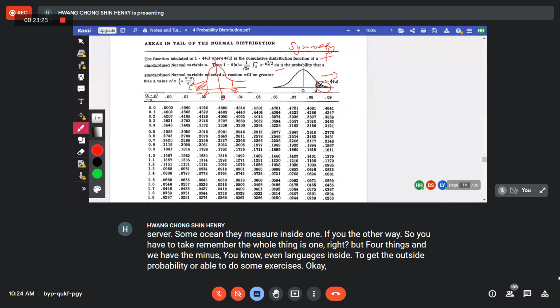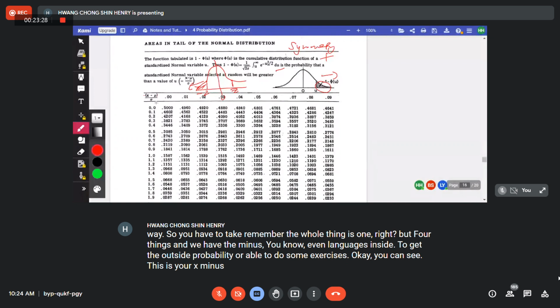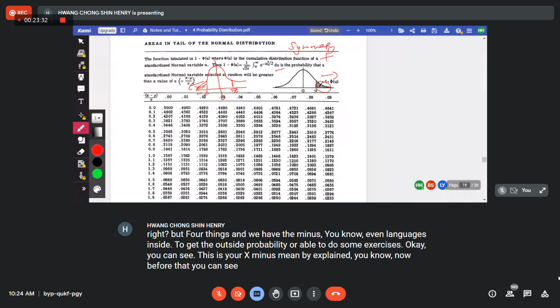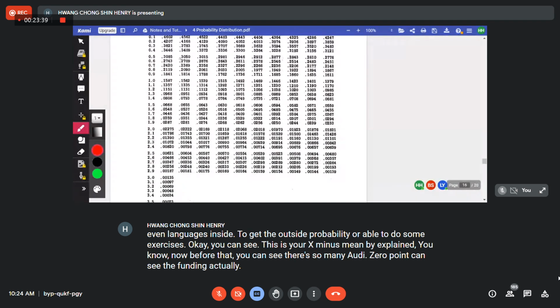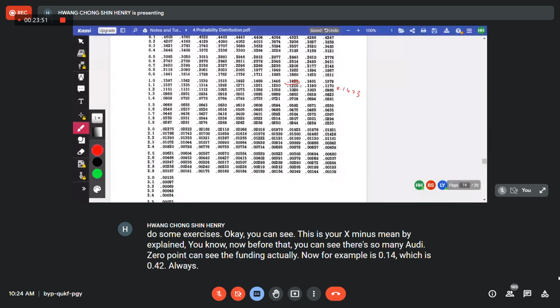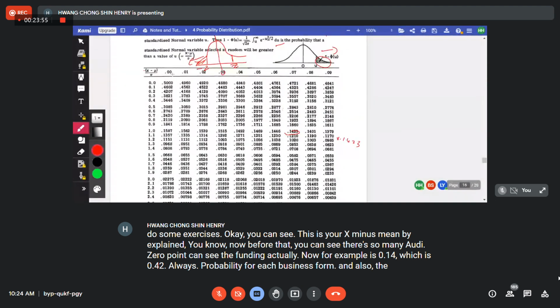Now you can see this is your z-score here, x minus mean divided by sigma. I will explain it now. Before that, you can see there are so many 4-digit 0 point values. Can you see the point there? Actually, that measures 0 point. For example, 0.1423 means actually 0.1423. All these are probabilities for each z-score and also the point from here.